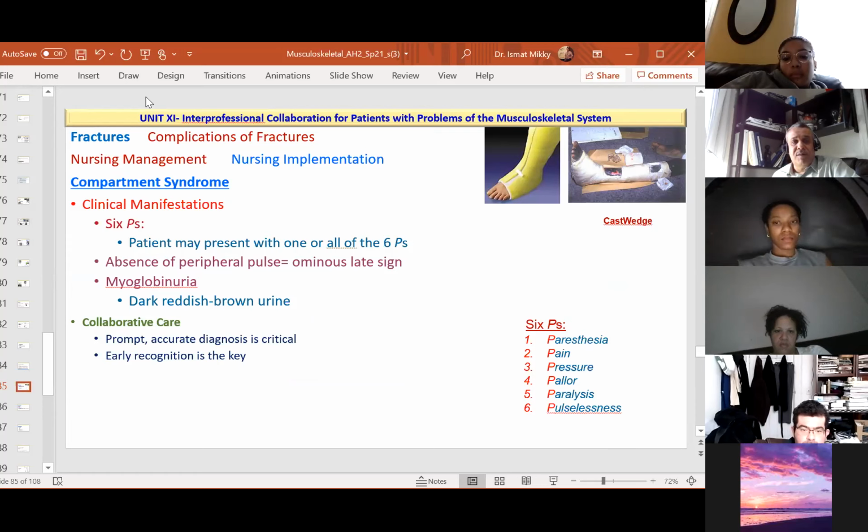This is about compartment syndrome and how to assess for compartment syndrome, the 6 Ps.